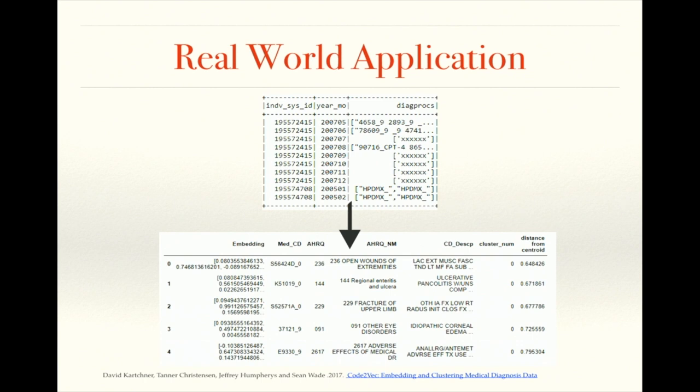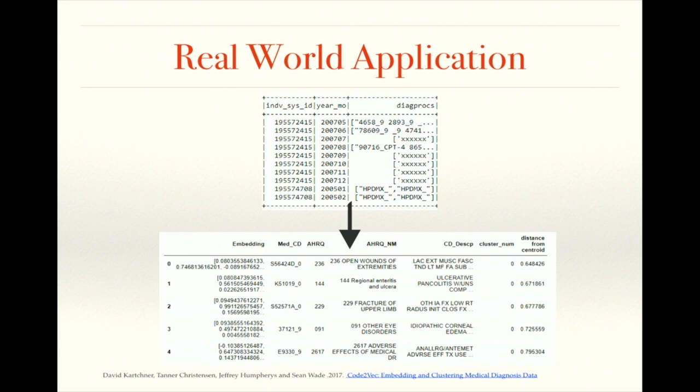There, you can also see a description of that code and also the AHRQ category. AHRQ is a general categorization of procedures and diagnoses, so a general category of diseases, for sure. Now I tried to investigate some diseases and see some relationships, and to do that, I used k-means clustering.